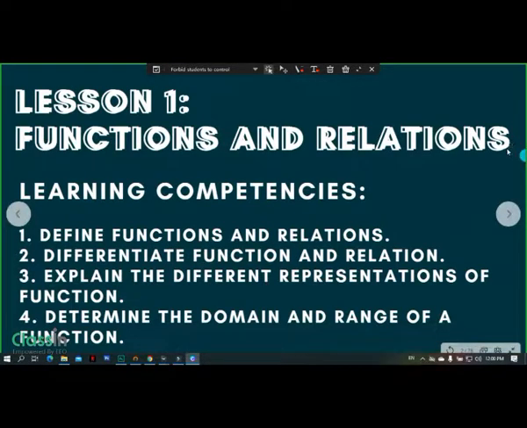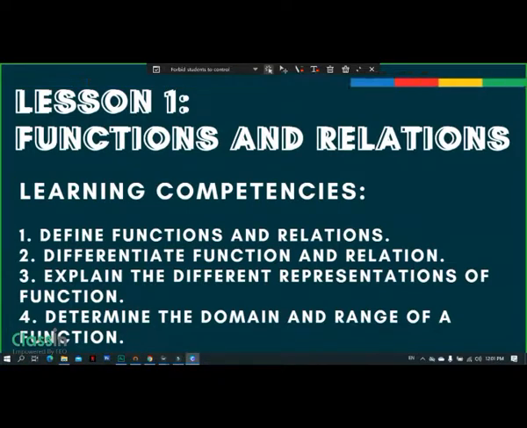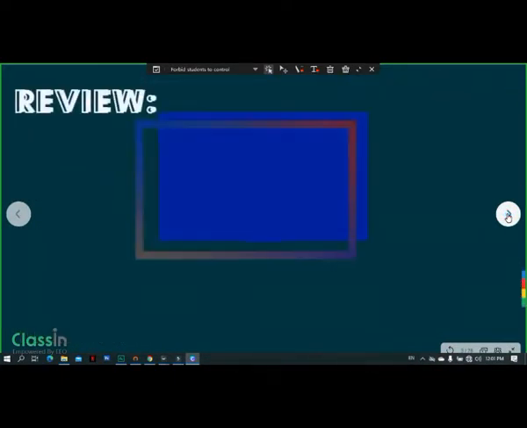Okay? Before we proceed po to our lesson proper, I want you to get a pen and paper because we will be having a review of what we have learned during our junior high school days. So, hindi po tayo agad mag-lesson. Mag-review po muna tayo kung ano po yung mga natutuhan natin last year, for the past years. Okay? So, let's have question number 1.